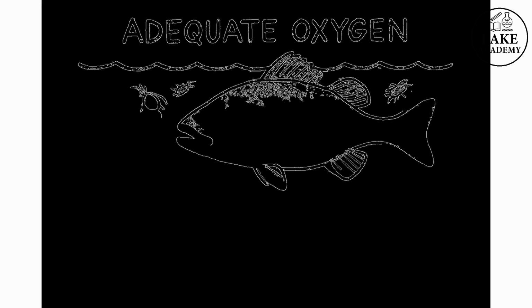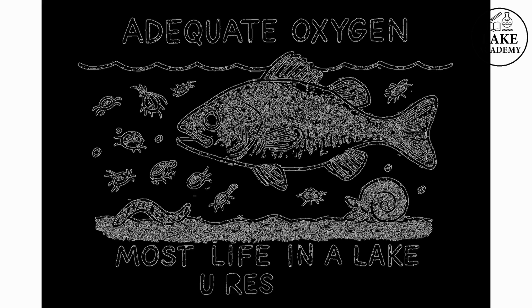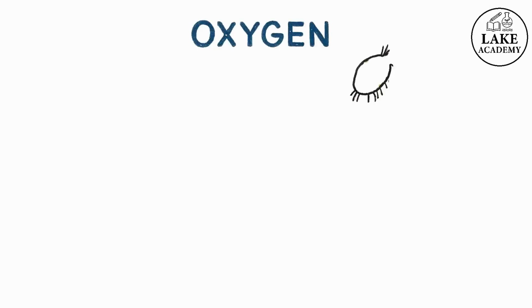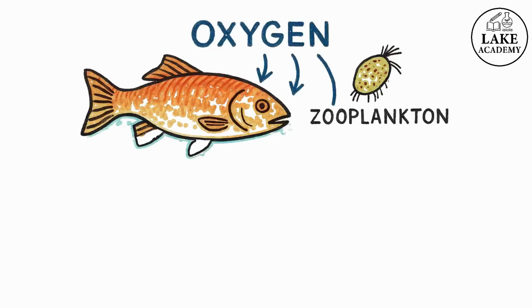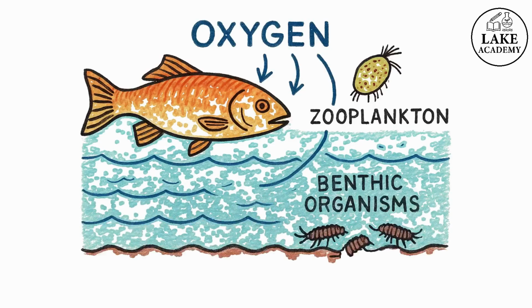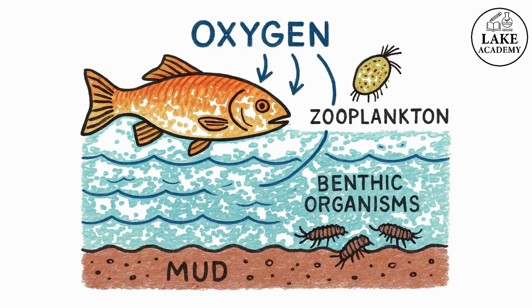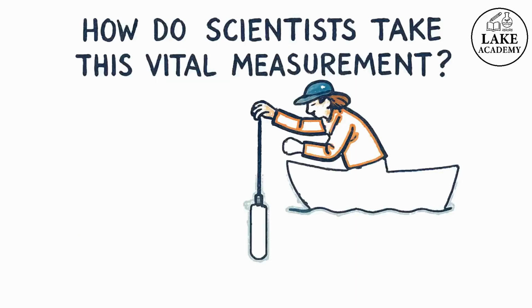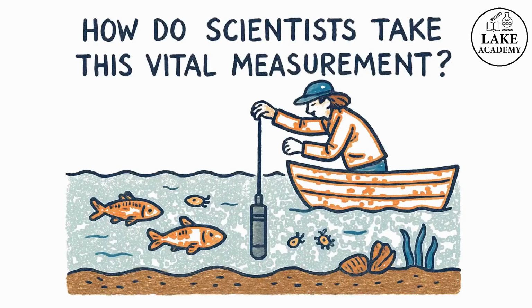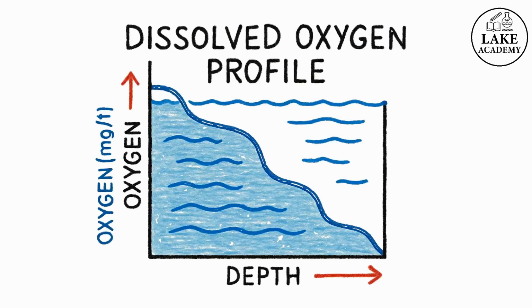Most of the life we see and don't see in a lake requires adequate oxygen to survive. Fish, the tiny zooplankton they feed on, and the crucial benthic organisms living in the mud at the bottom all depend on healthy oxygen levels throughout the entire water column. So, how do scientists take this vital measurement? They create something called a dissolved oxygen profile.